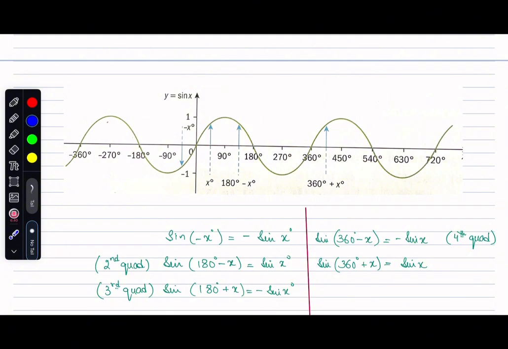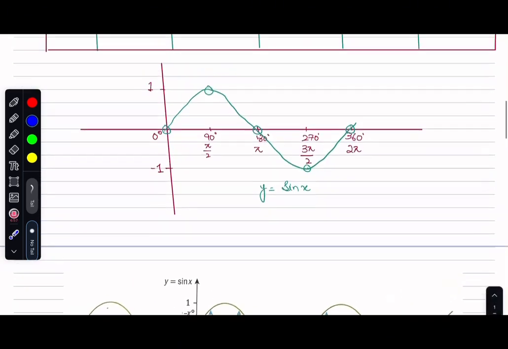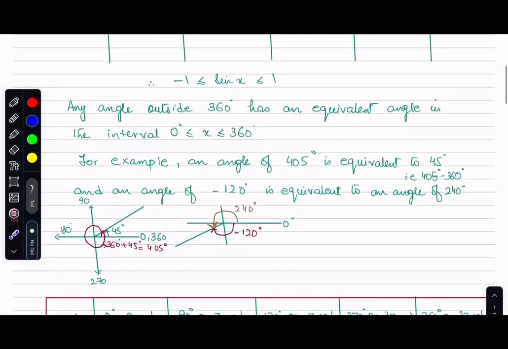If it's the rotation after the first rotation, then it's the same curve which gets followed for the second rotation here. So we can say sine of 360 plus x equals sine of x, and this is what we have discussed earlier, that any angle outside 360 has an equivalent angle in the interval 0 to 360 degrees. For example, we discussed 405 degrees, which shall be equal to 45 degrees.